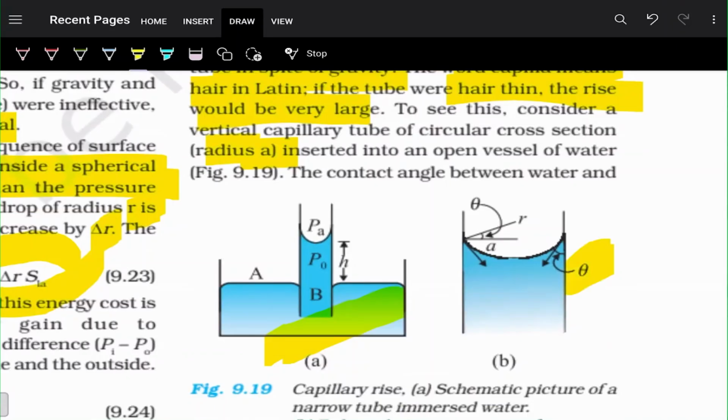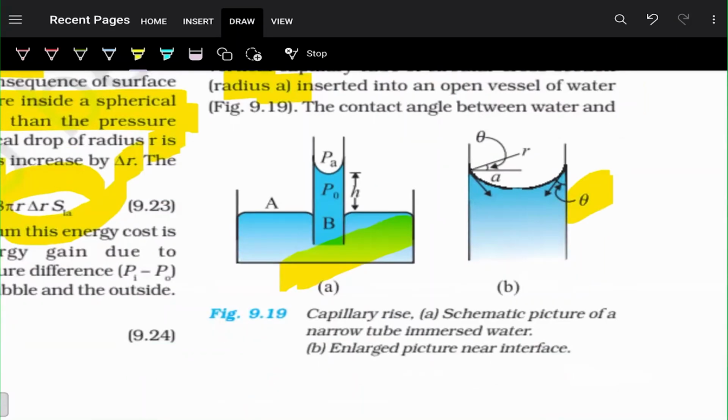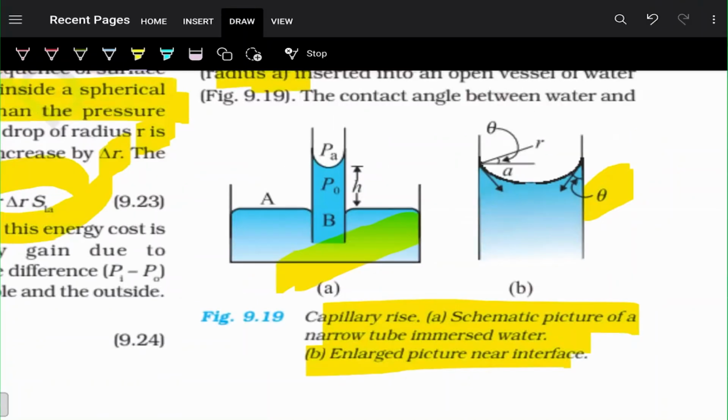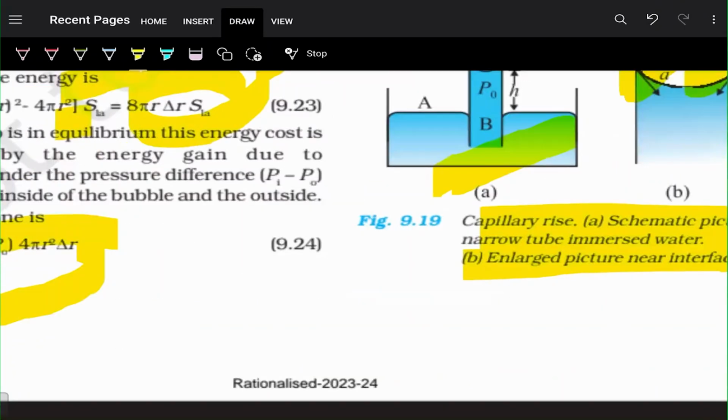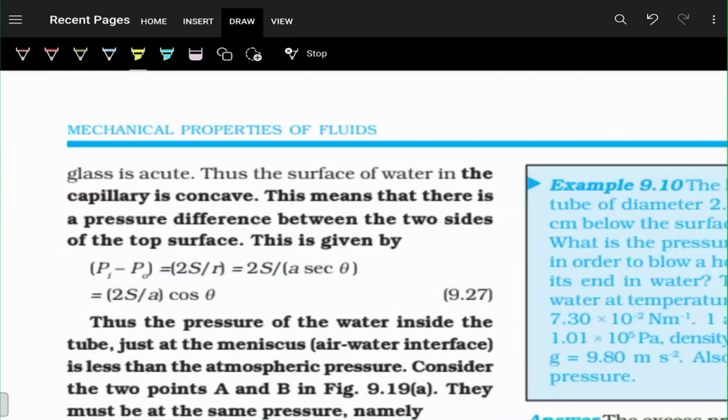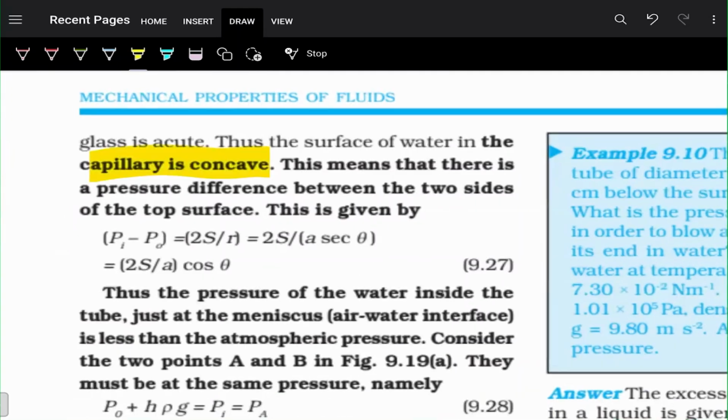This is a schematic picture of a narrow tube immersed in water. This is an enlarged picture near the interface. നമുക്ക് കോണ്ടാക്ട് ആംഗിൾ കാണാൻ പറ്റും. The contact angle is acute. Thus, the surface of water in the capillary is concave. കോൺകേവ് സൈഡിൽ പ്രഷർ കുറവായിരിക്കും. This means that there is a pressure difference between the two sides of the top surface.